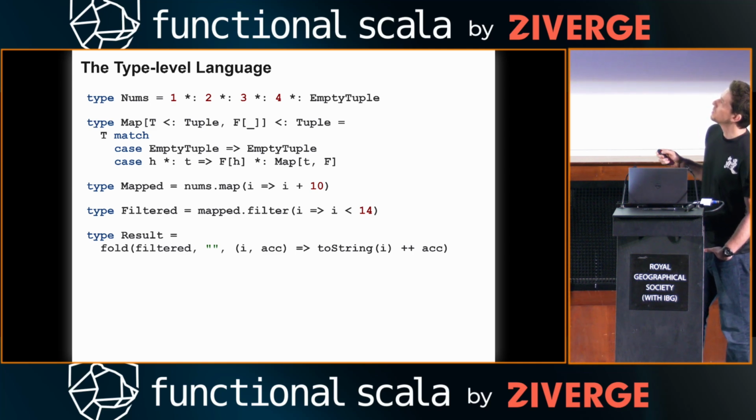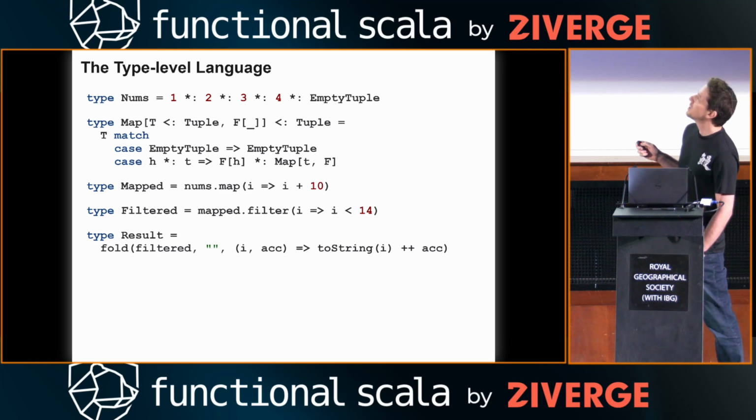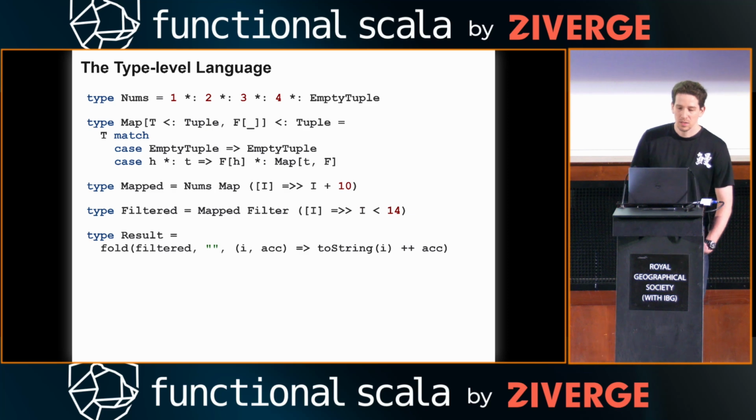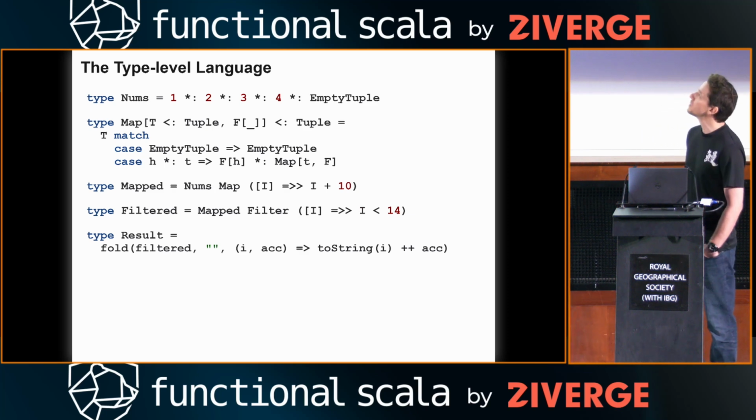In case it's empty, we do one thing. In case it's not empty, we apply it to the head and go recursively to the tail. So this is a fairly mechanical transformation. Next, we can transform the numbers that we had before.